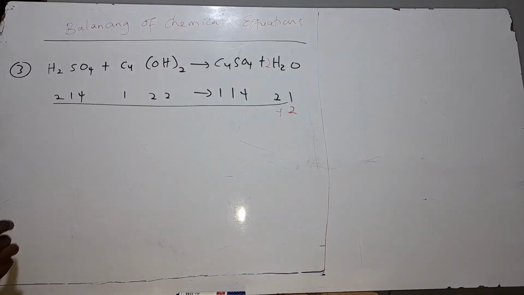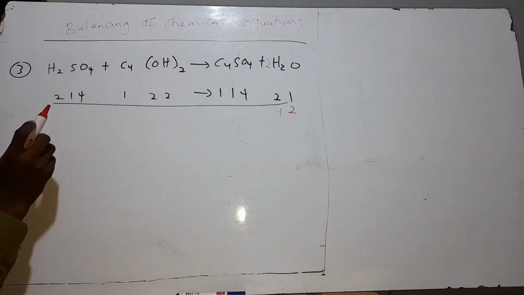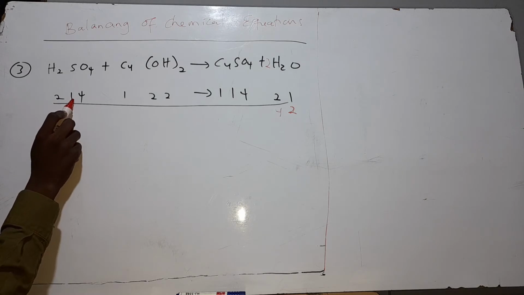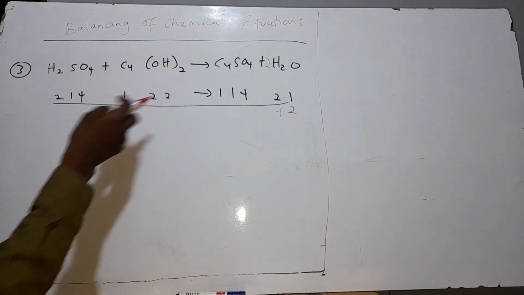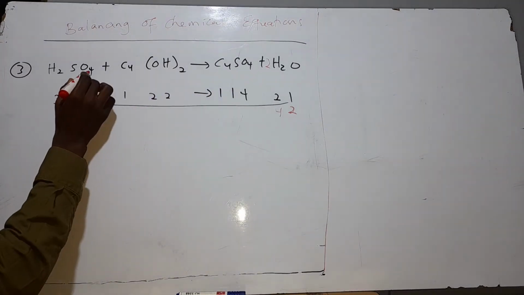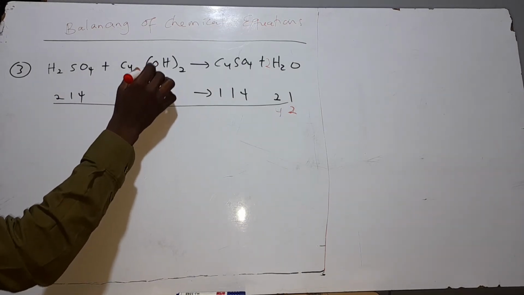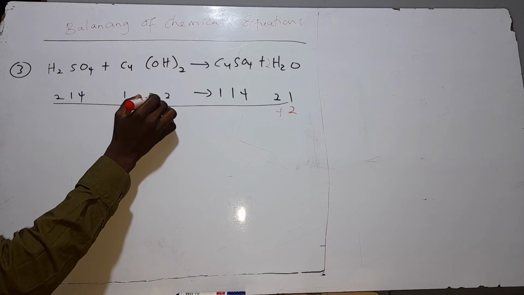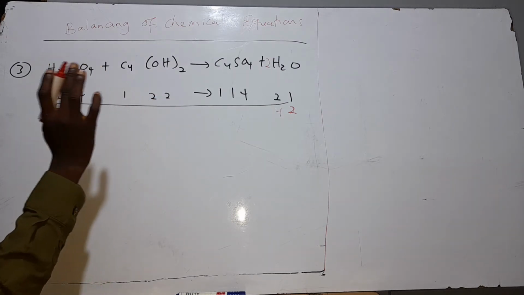I'll go to S and O. S now, how many do we have here? We have 1 S here, right? Good. How many S do we have here? We also have 1 S. So S is balanced. We go to O, oxygen. We have 4 oxygen here. And then how many oxygen here? Look at under O, 2. So 4 plus 2 means we have 6 oxygen in all.